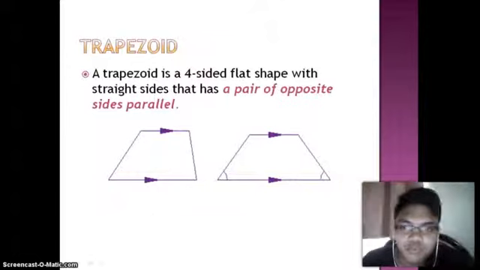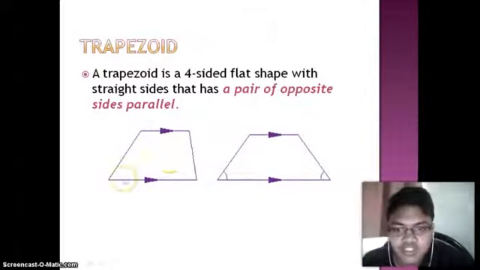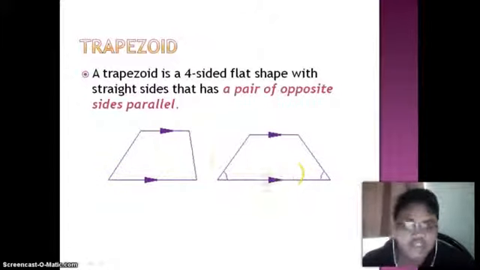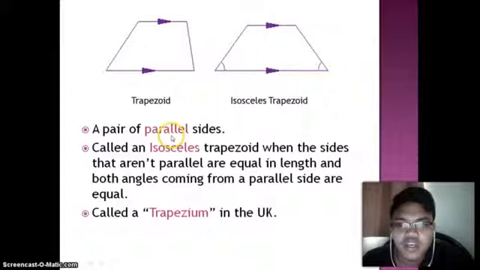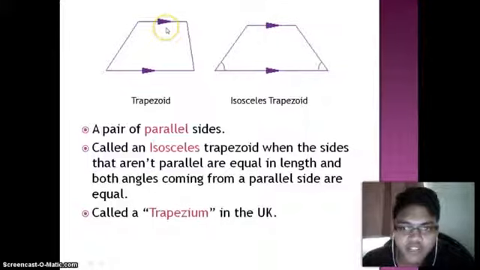Alright, we go to trapezoid. A trapezoid is a four-sided flat shape with a straight side that has a pair of opposite sides parallel. As you can see, these both are trapezoids. This is a trapezoid and this is an isosceles trapezoid. A pair of parallel sides is a characteristic of a trapezoid.